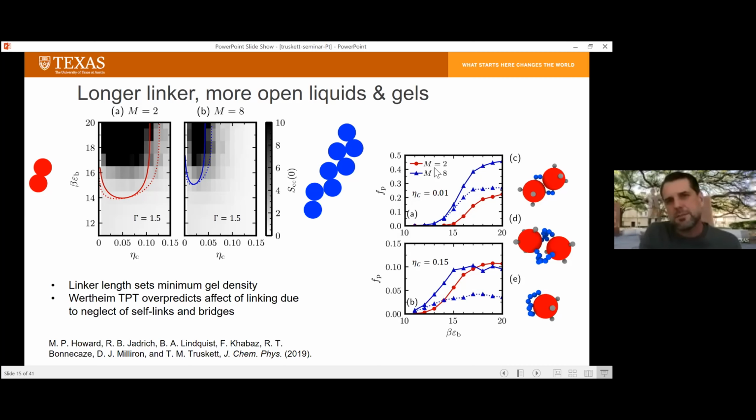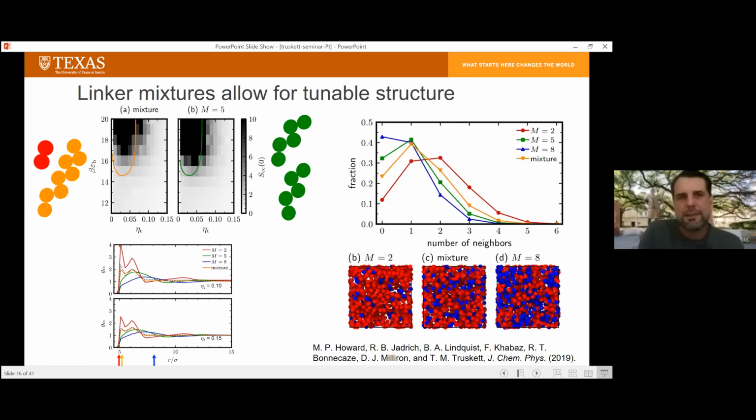For the 2 systems here, the blue is for the longer linker system, the red for the short linker system. And these are 2 different volume fractions. But I guess the main point you should take away from this is as you increase bonding energy, so try to go towards gelation, you under-predict the fact that you're going to waste bonds in this strategy because you end up getting self-looping interaction and also redundant bonds between colloids. So we'll come back to that point a little bit later.